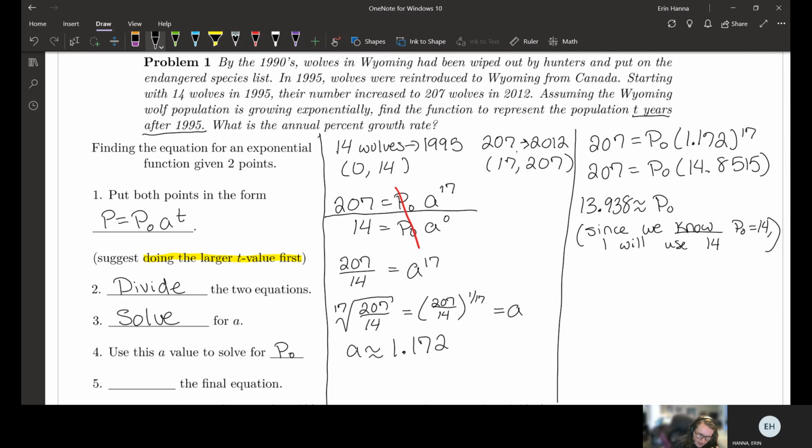So that means that, step 5, you can write the final equation. We have P equals our P naught value, which is 14, times our a value, 1.172, to the t.